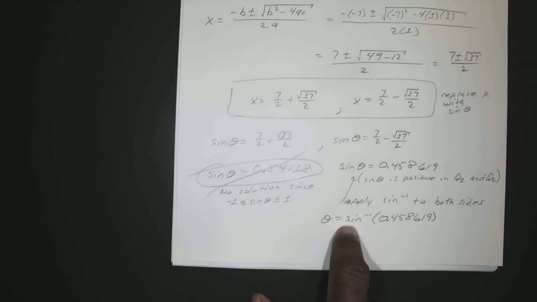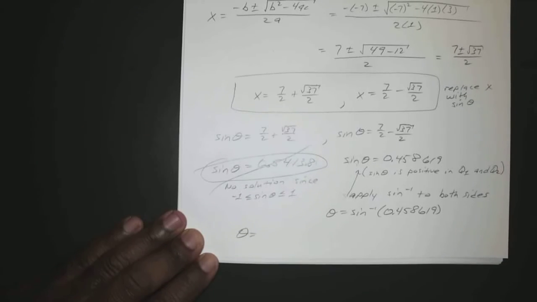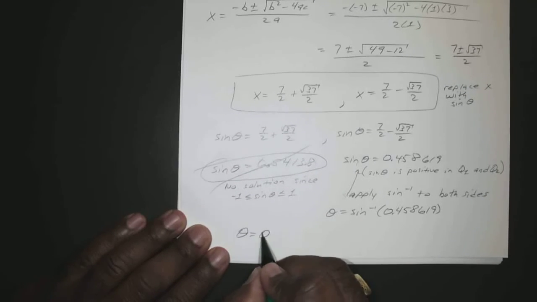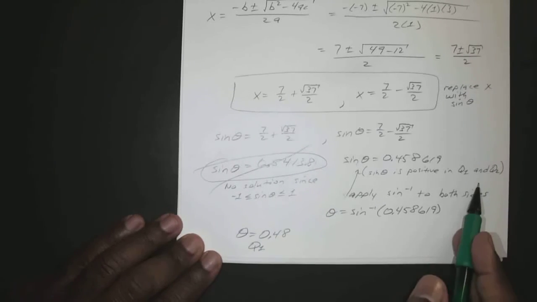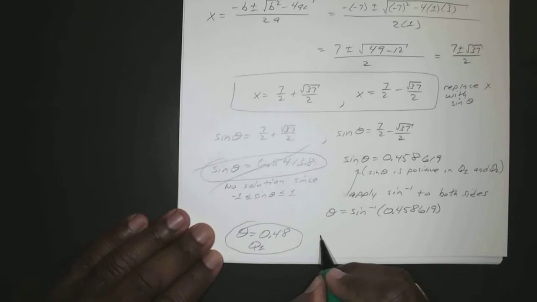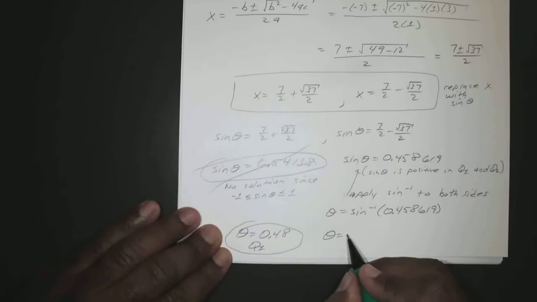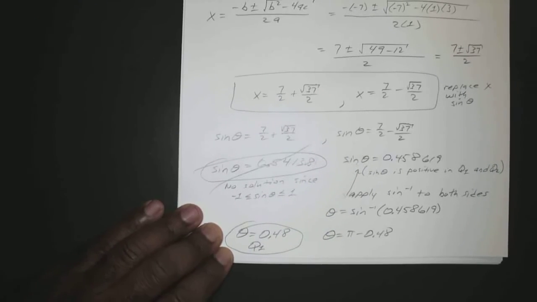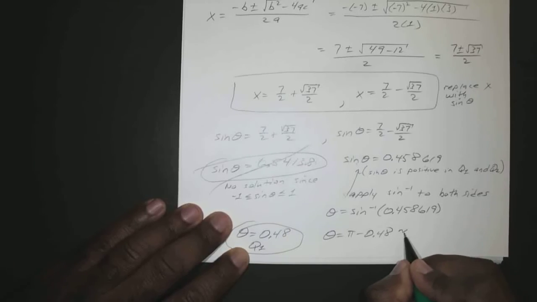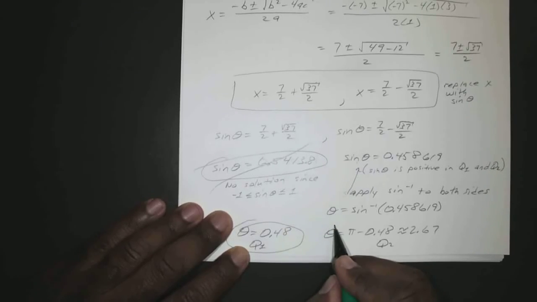Okay. Now once you plug that in, that will give you your quadrant 1 value of theta. So theta would equal 0.48, and that's in quadrant 1. Now in quadrant 2, theta would equal, remember you have your reference angle, so it would be pi minus your theta. So pi minus 0.48. If you plug that into your calculator, you will get 2.67 in quadrant 2.